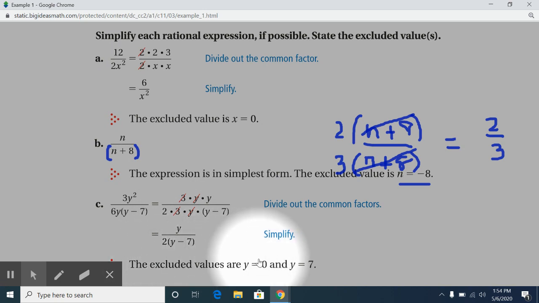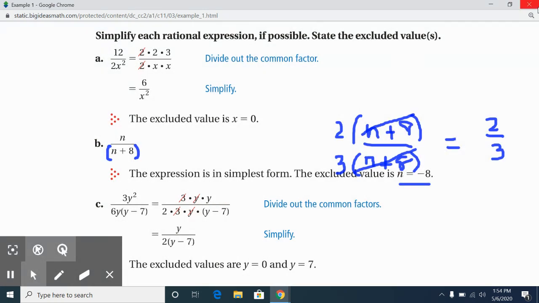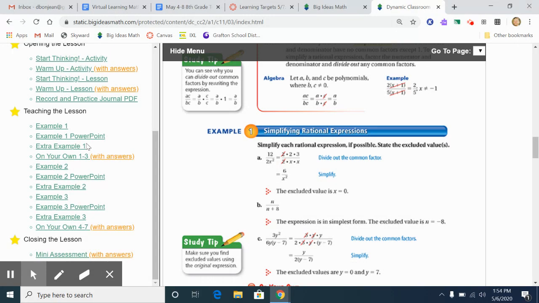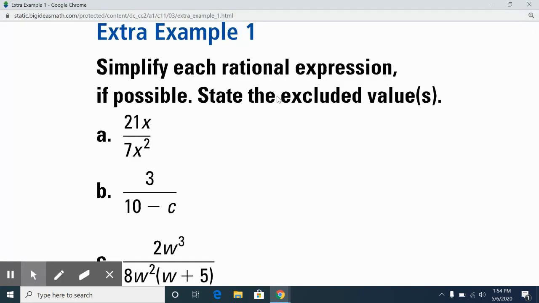Okay, the excluded values are 0 and 7. All right. So there's your first example. Hopefully that made sense. Let me show you a couple of extra examples. Okay, and let me just explain to you what I would do in my head.